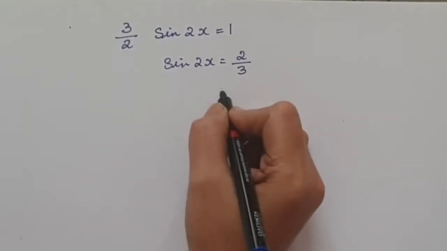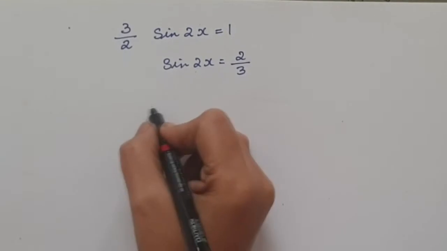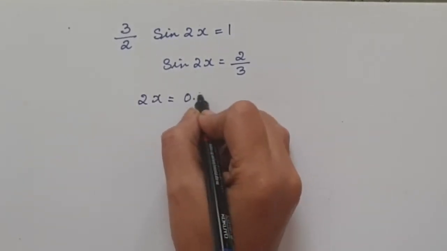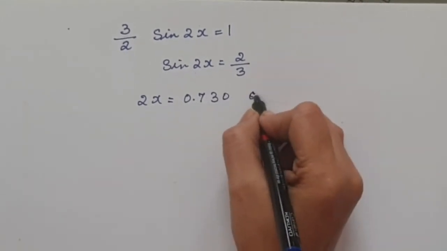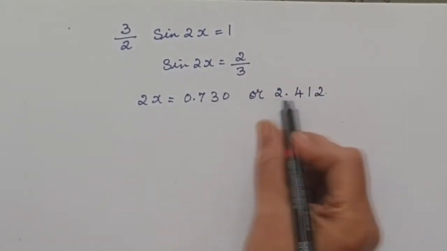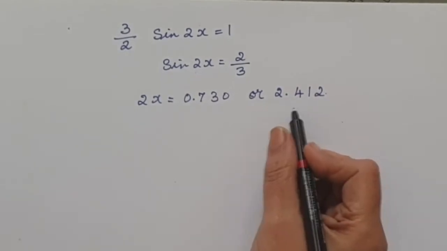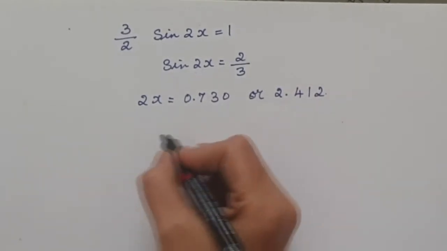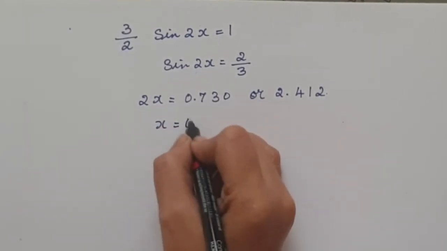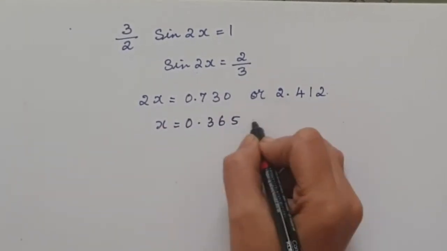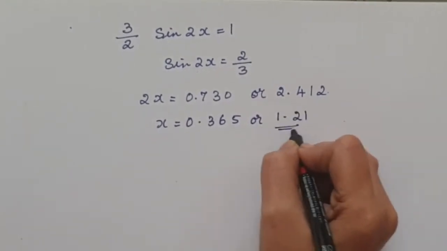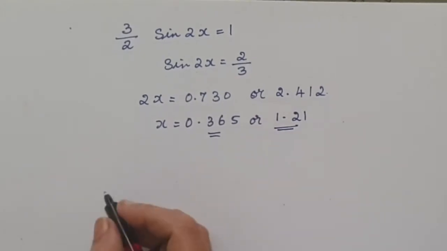So 2x will be equal to sin inverse of this 2 over 3. So we'll get our answers for 2x as 0.730 or 2.412. We are using it in radian mode because our domain is from 0 to pi. So the values for x are, divide every value by 2. So it is 0.365 or 1.21. These are the answers in the range.